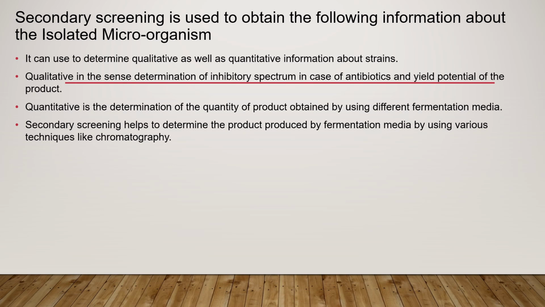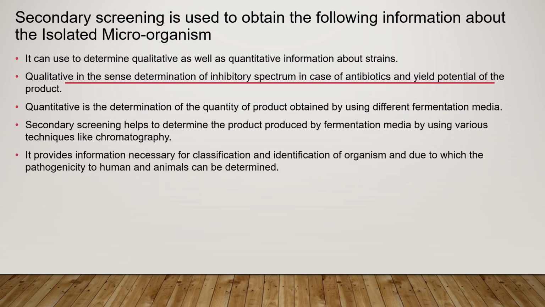Now after fermentation a product is formed. Now we don't know what the product formed is. Now it is important to determine what that product is. So here various techniques like chromatography are used to determine which product is formed. It provides information necessary for classification and identification of organisms, due to which pathogenicity to human and animals can be determined. So in secondary screening, we get information which is important for classification and identification of an organism, and after classification and identification, we can determine whether this organism is harmful or pathogenic to humans or animals. So it is important to determine this.